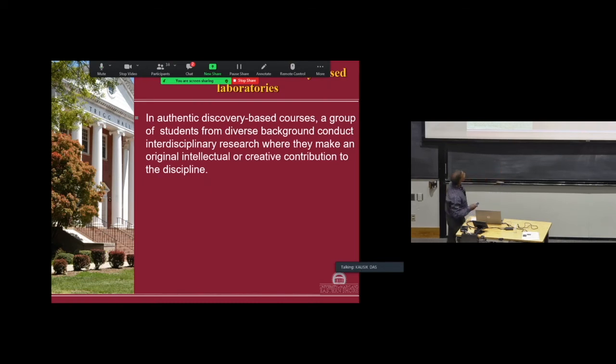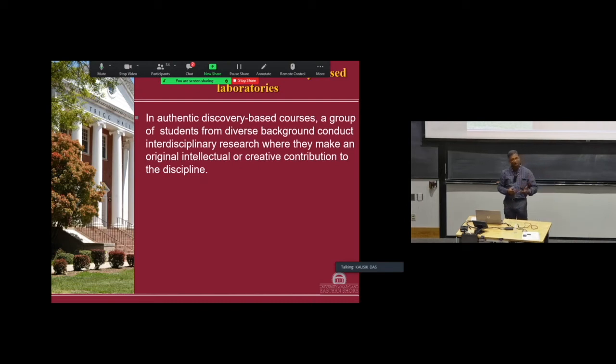So there, we bring students from diverse backgrounds. Diverse background means not just diverse in terms of ethnicity or their origin. It means from diverse disciplines. One student from chemistry, one student from physics, one student from mathematics, one from engineering. We form a group and give them one project.